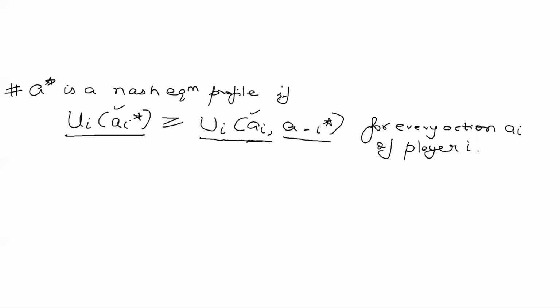So I hope all the students are clear with the definition of Nash equilibrium. Basically, Nash equilibrium is that action profile from which no player would want to deviate. No player would want to deviate from the Nash equilibrium profile. It is the best outcome in the strategic game.